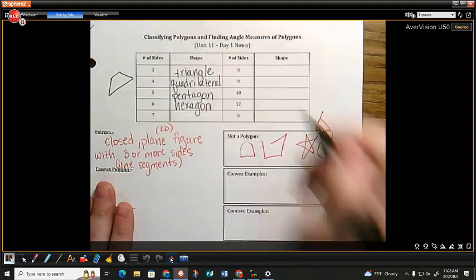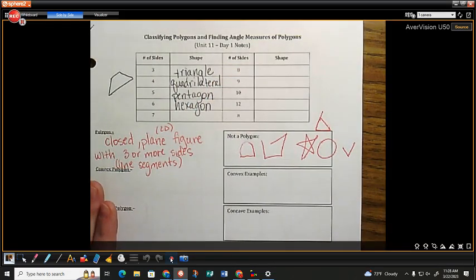I thought she said 7. What if the pentagon was a triangle? Would they call it a triangle? I'm sorry, what? What if the pentagon was a triangle? I don't know if they would. Maybe.